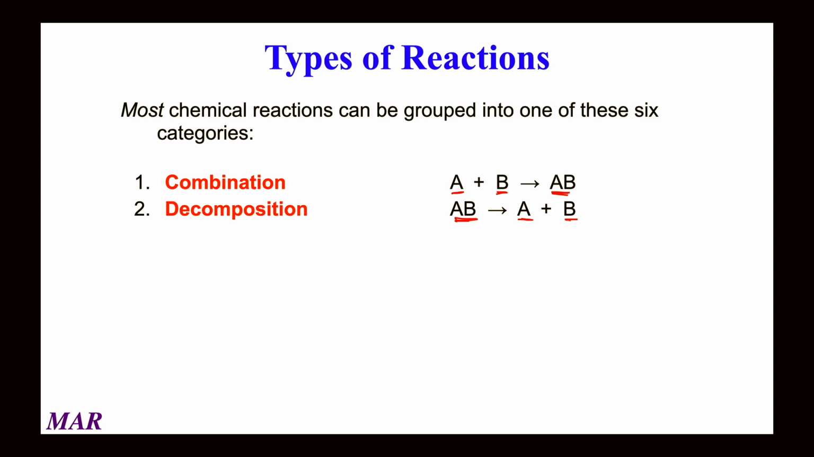And sometimes in both combination and decomposition, you'll have 3 things making one thing or one thing making 3 things, something like that. It doesn't have to be just 2, but hopefully you get the idea. In a combination reaction, you're making a more complex molecule. In a decomposition reaction, you're taking a complex molecule and breaking it down into smaller pieces.